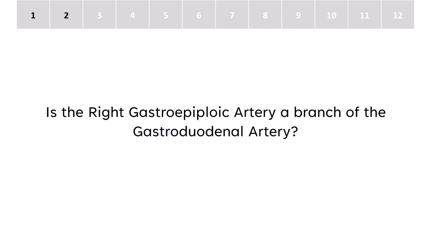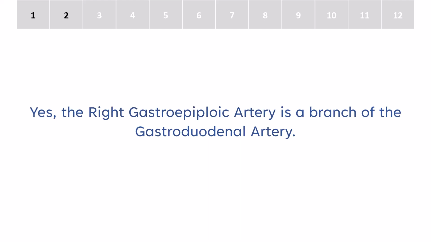Is the right gastroepiploic artery a branch of the gastroduodenal artery? Yes, the right gastroepiploic artery is a branch of the gastroduodenal artery.